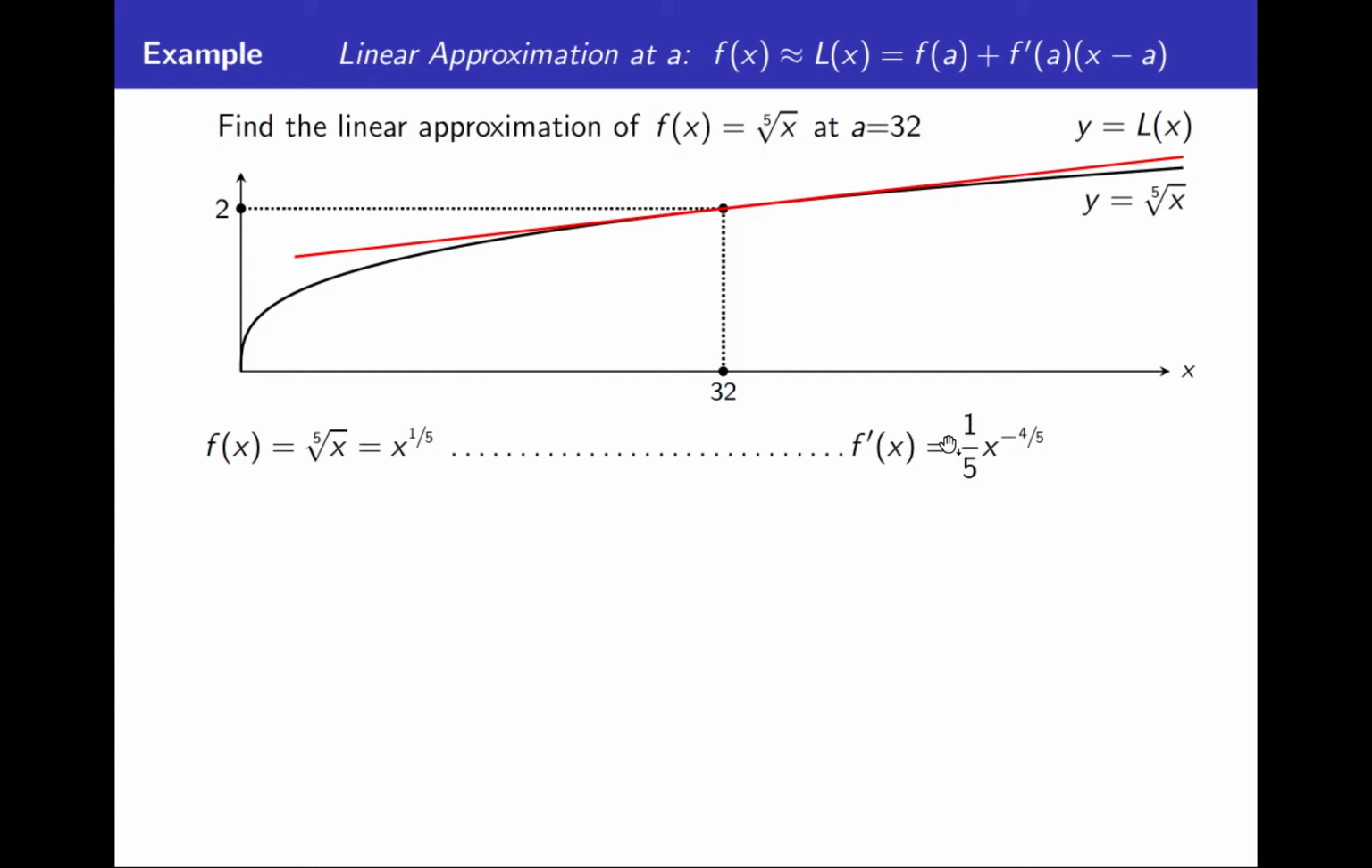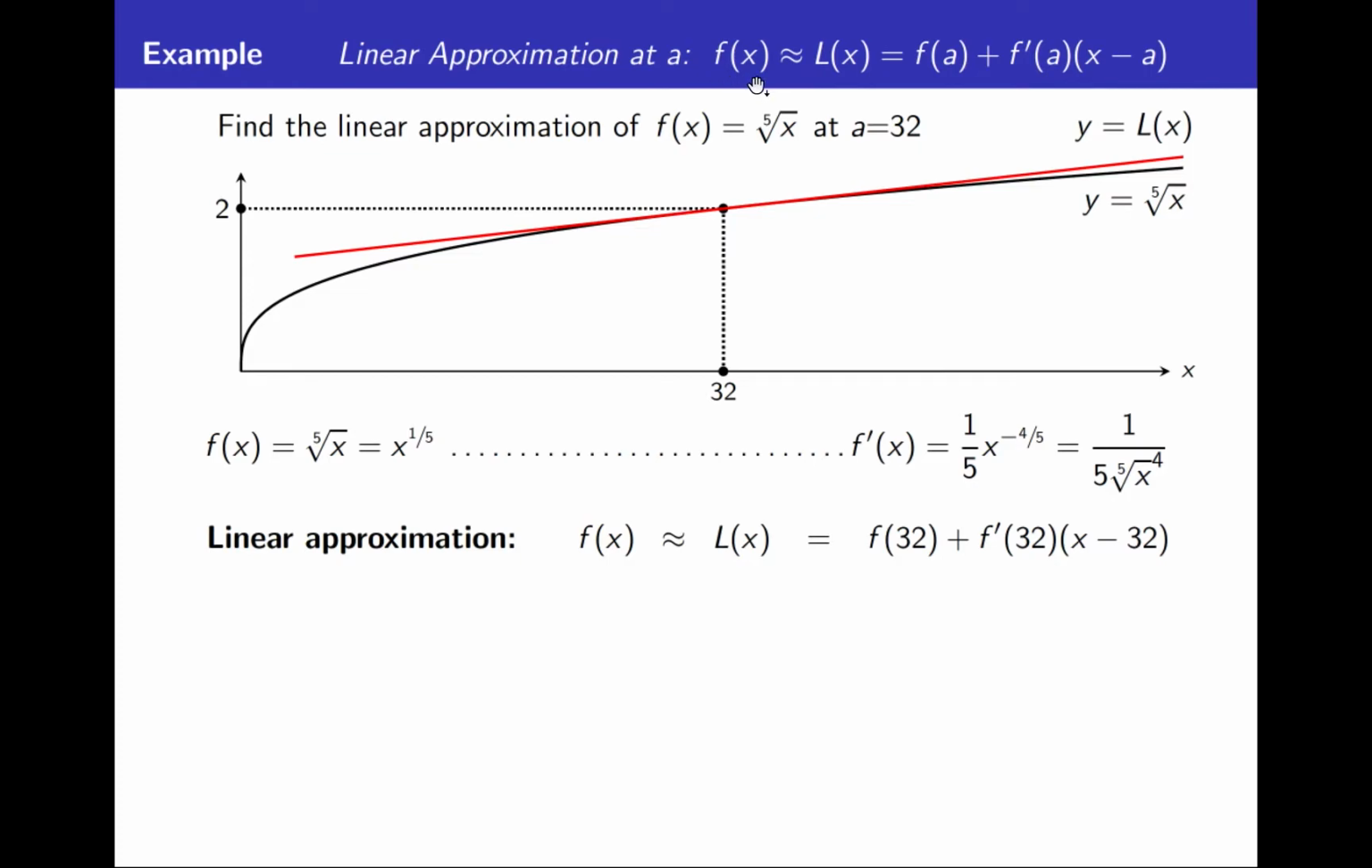f prime of x is 1/5 x to the power of 1/5 minus 1, which is 1/5 x to the power of minus 4/5. Cleaning that up a little bit, bringing this negative exponent down to the bottom as x to the power of 4/5 and converting to radicals, f prime of x is 1 over 5 times the fifth root of x to the power of 4. So we're now ready to do our linear approximation.